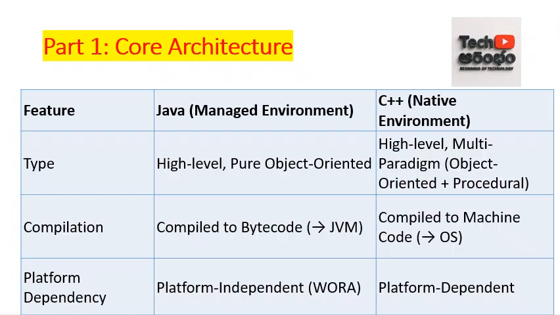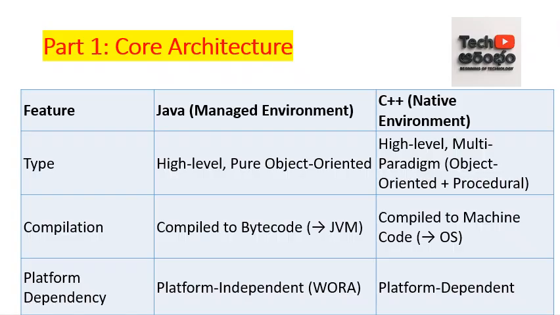On the other hand, Java is compiled into bytecode, which runs on the Java Virtual Machine. The JVM acts like a translator, allowing Java to run on any device with a JVM installed. This is why Java is famous for "write once, run anywhere", or WORA.